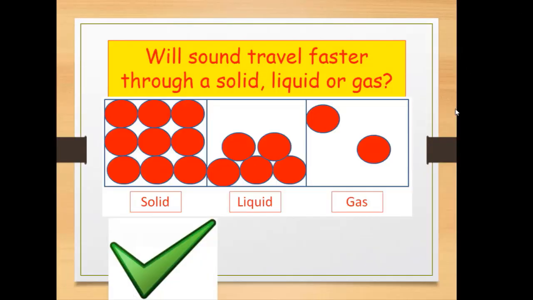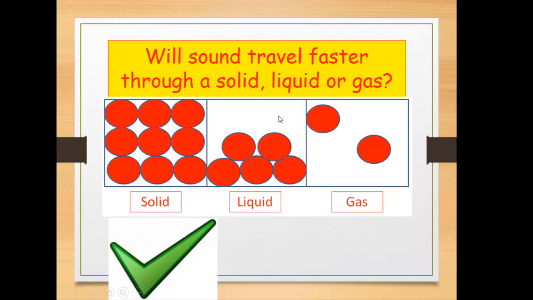This is how we are going to see how sound waves travel through the different types of medium. One is solid, another is liquid, and the third is gas. As you can see, sound waves can travel faster through solid materials as compared to liquids and gases.